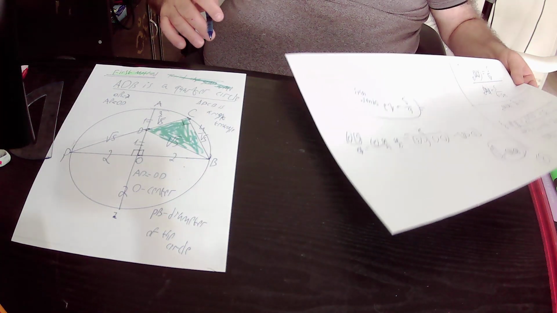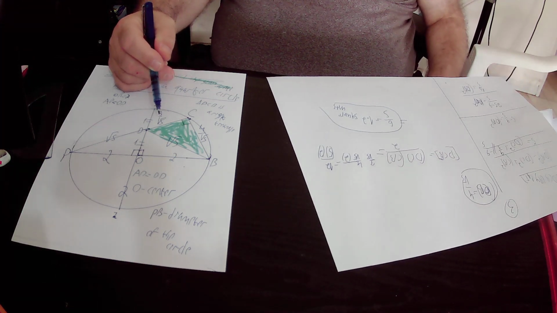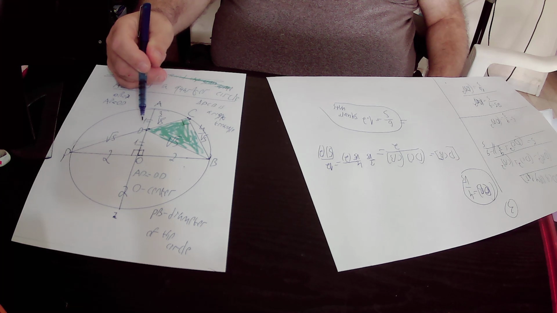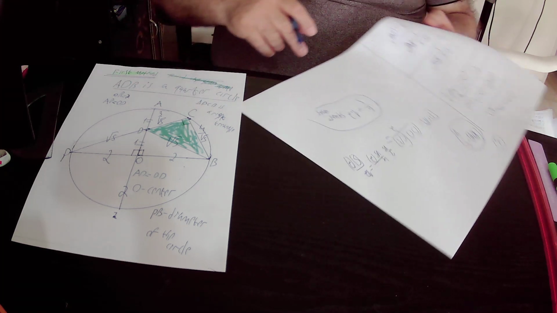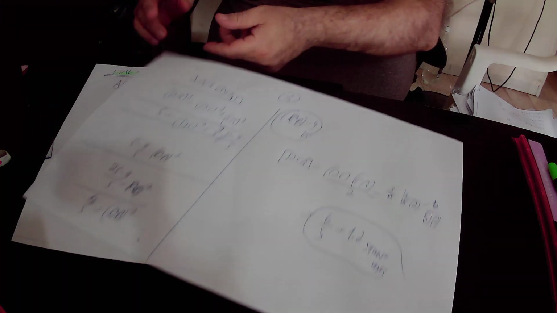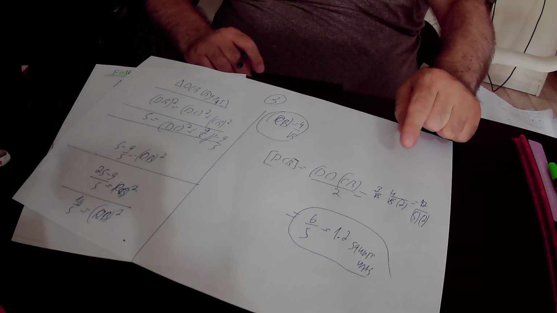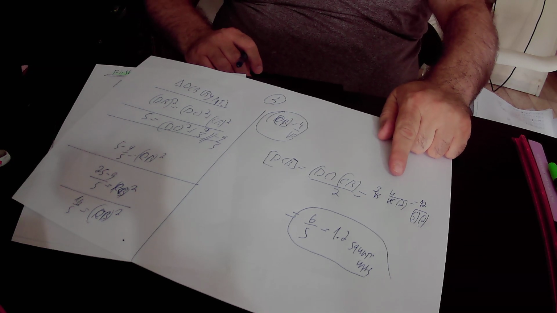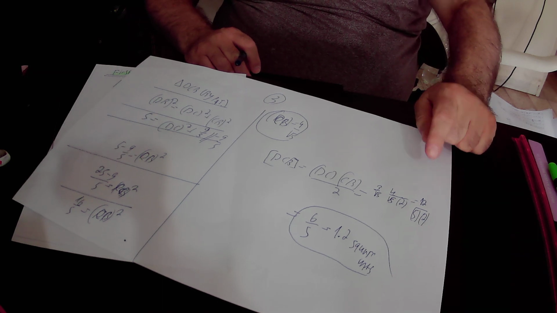Then it is very easy to find the area of this right triangle, triangle DCB. It is the base, that is DC, times the height to the base, that is CB, over 2. DC is 3 over square root of 5 units, CB is 4 over square root of 5 units, all divided by 2.